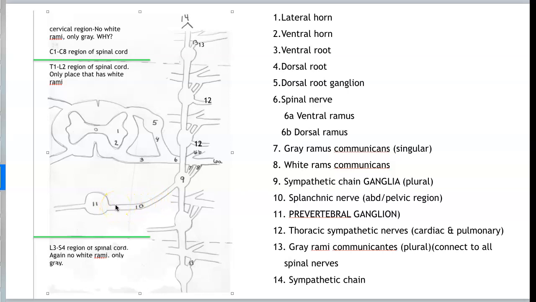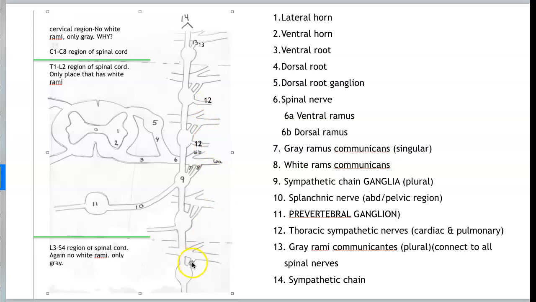Splanchnic nerve. Number 12. So number 12, this is the sympathetic chain ganglia right here. There is going to be a little offshoot that is not a white or gray rami communicans. This is just going to be called a thoracic sympathetic nerve. And this is going to take our sympathetic nerve fibers into our thoracic cavity to go to our heart and lungs. So that's number 12.